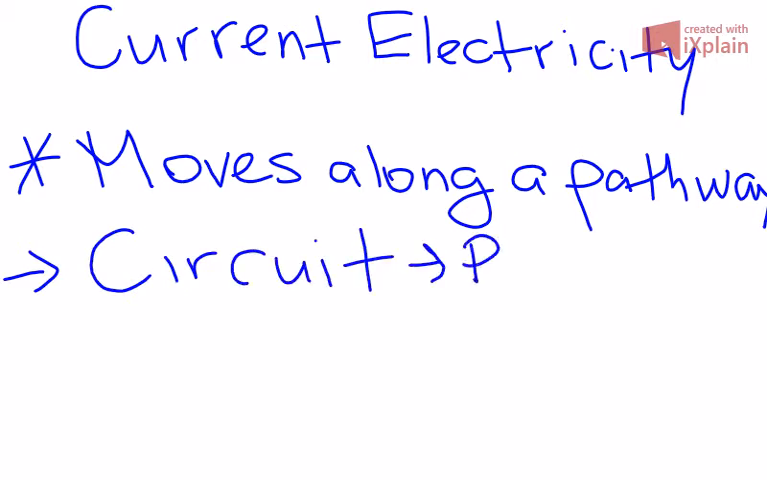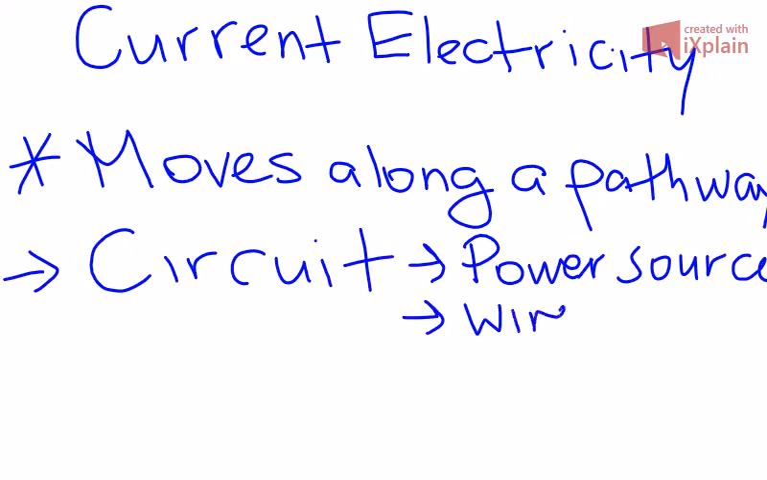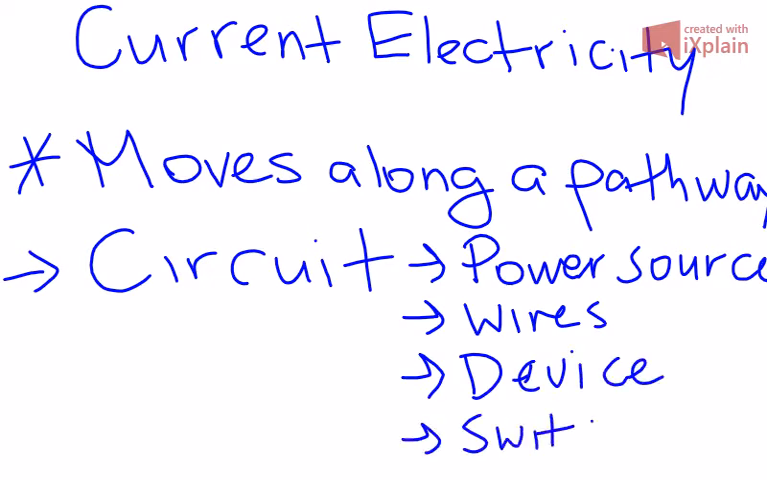It has a power source, it has wires, which are conductors, it has a device that you're trying to turn on, and it has a switch to control the on and off, start-stop option of the device. The switch is not mandatory, so a circuit will work without a switch. The only thing that will happen is the circuit will never actually turn off.